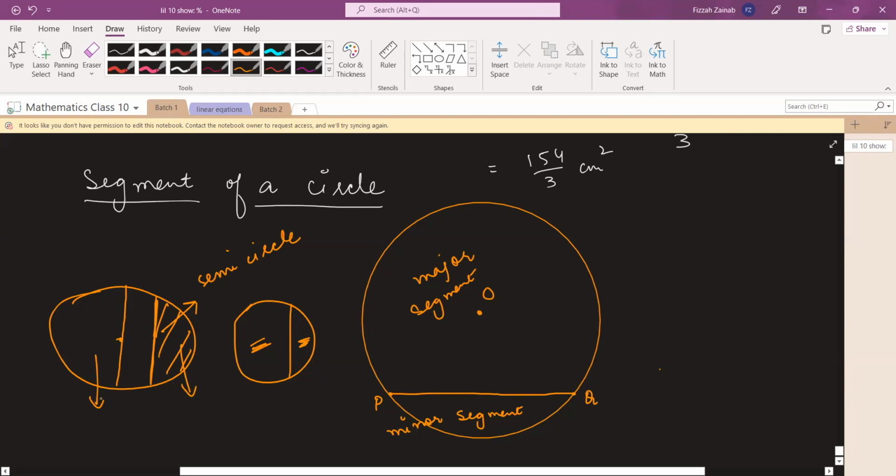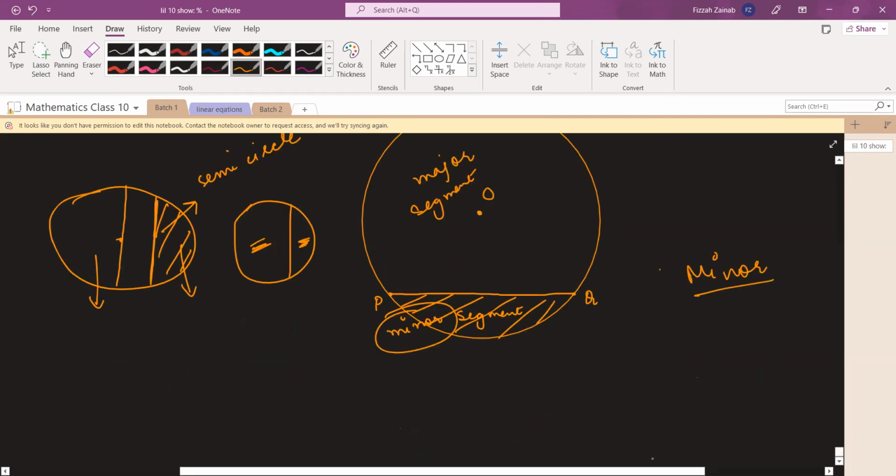So we have to find the area of this segment now, how much area is covered. Obviously we are going to find it for the minor segment only, because if you want the area of the major segment, we can subtract the minor area from the full area of the circle. The complete area we know, so we will get the major area. So there's a formula only for the minor segment.